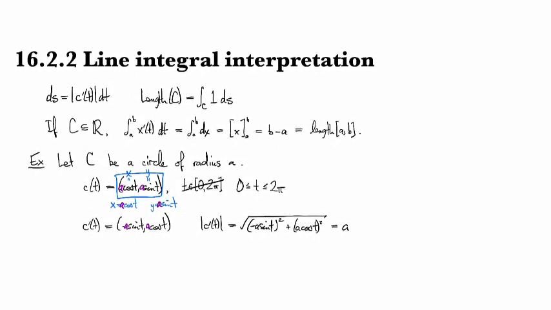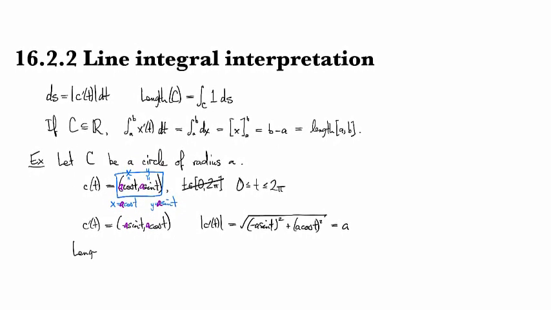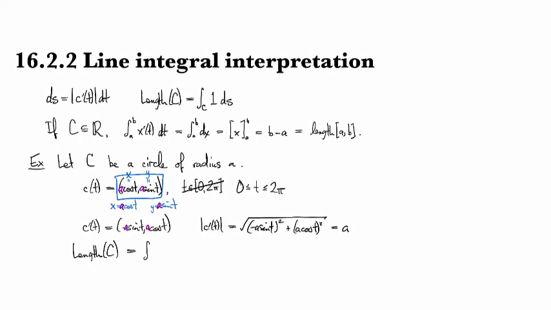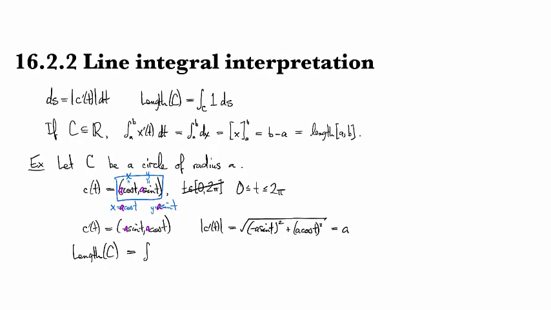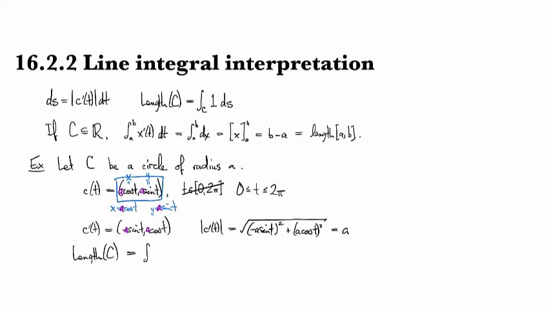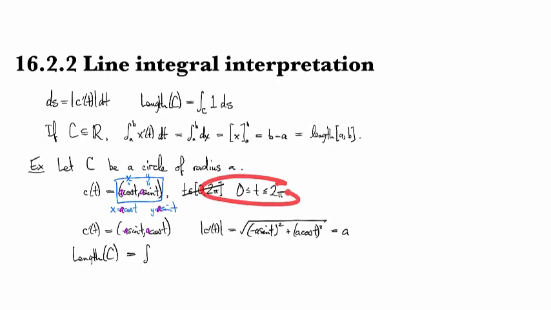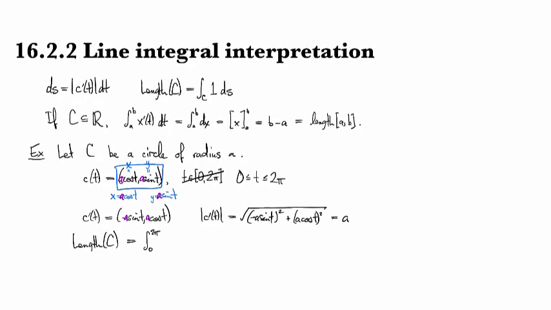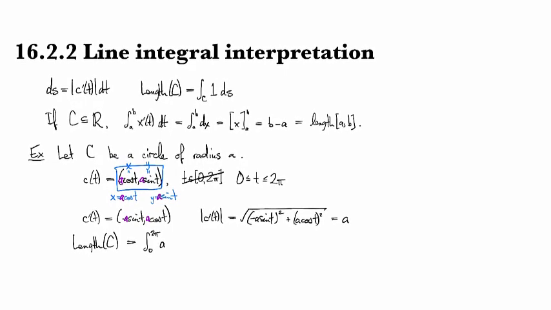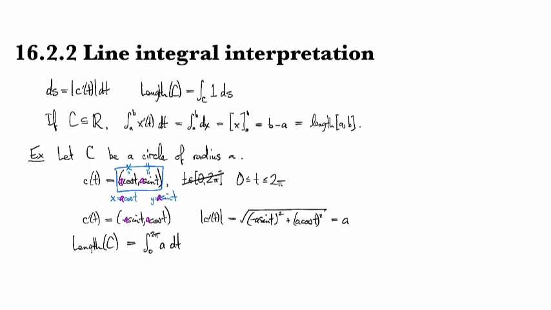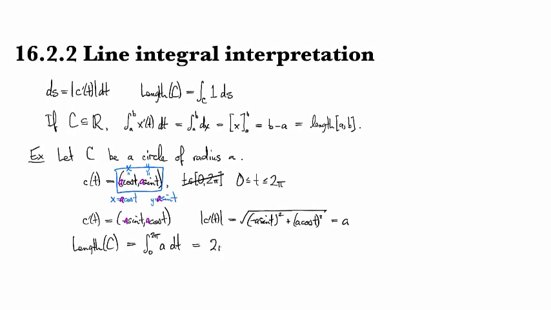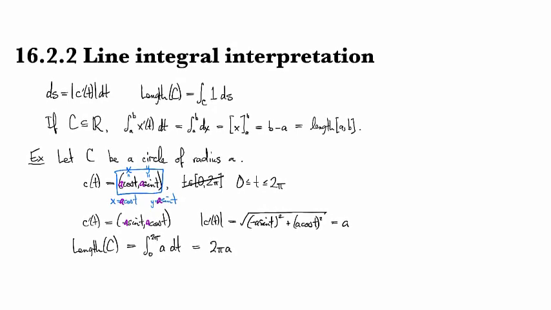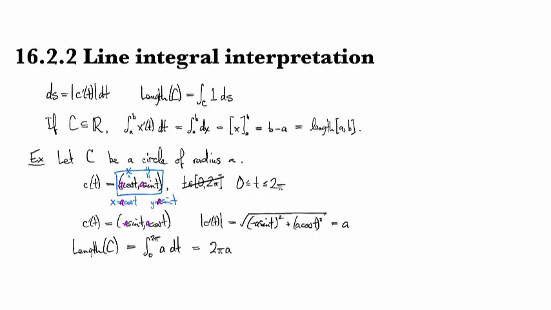All right, so then when we go to find the length of this curve, it's going to be the integral over our parameter domain, which is right here. So we have the integral from 0 to 2 pi of our speed times dt. And so that's just 2 pi a, which you know is indeed the circumference of a circle. So it's always nice when you get the right answer at the end.